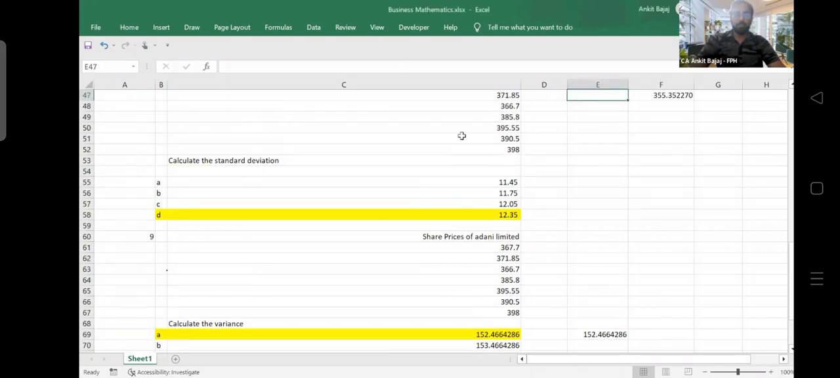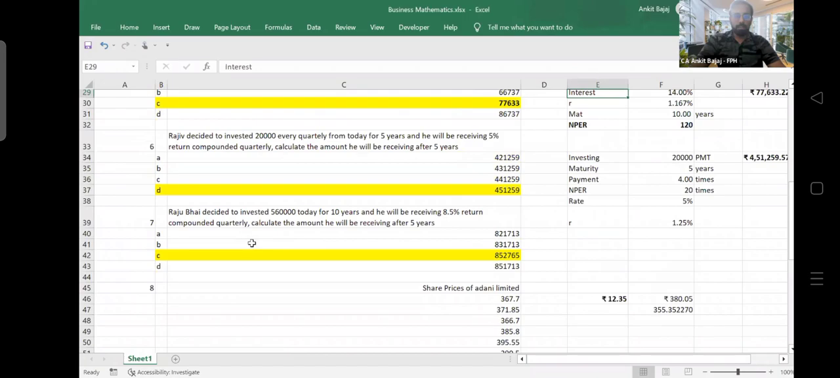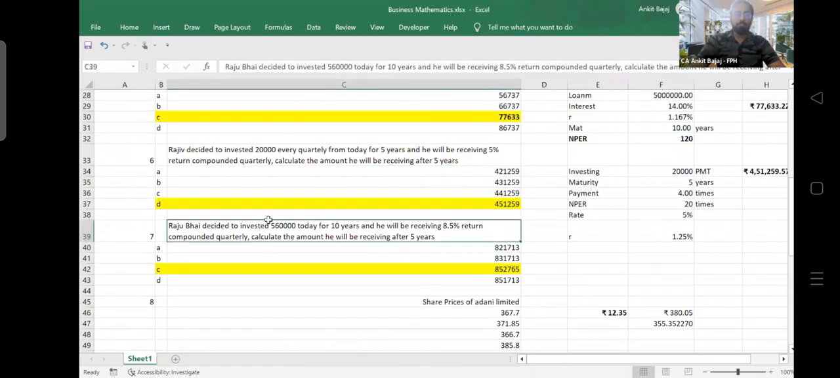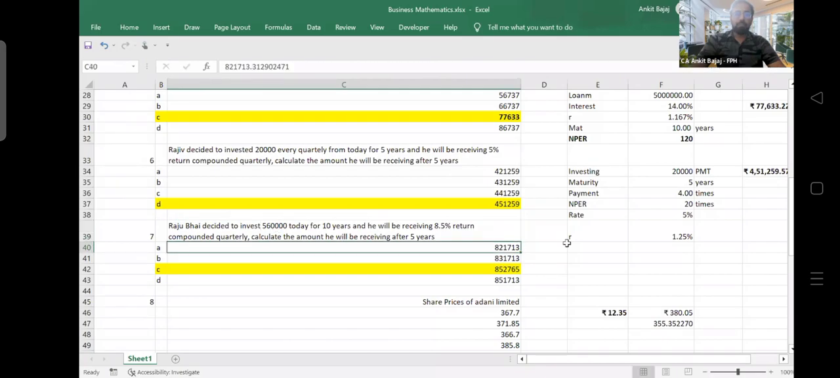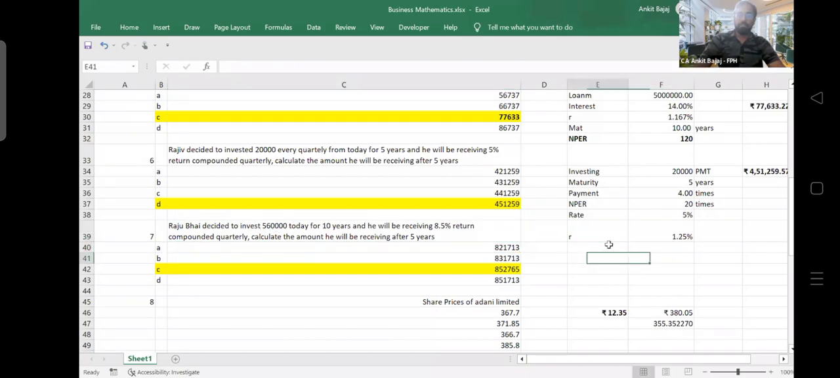Somebody is asking me to solve question number 7. I will solve question number 7. Raju bhai decided to invest 5,60,000 today for 10 years, right? Maturity is given here, 10 years. Then he will be receiving 8.5% interest. Interest is 8.5%.